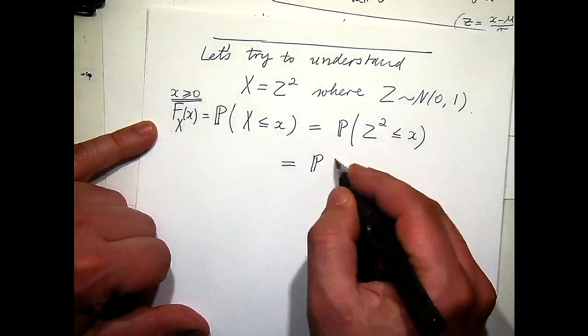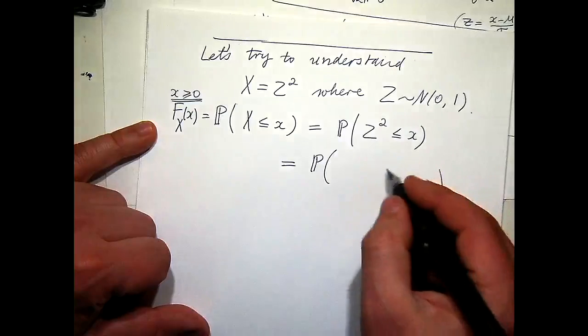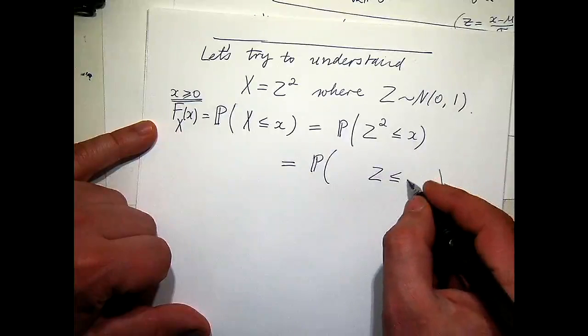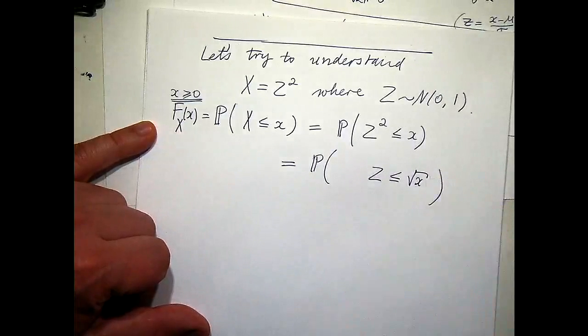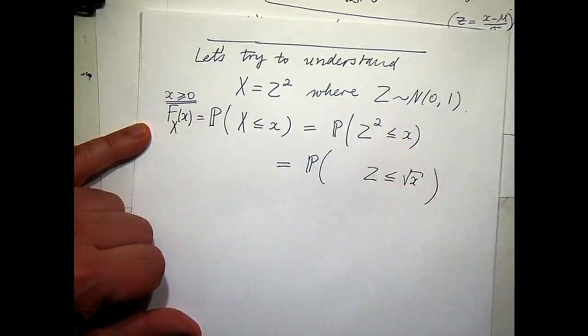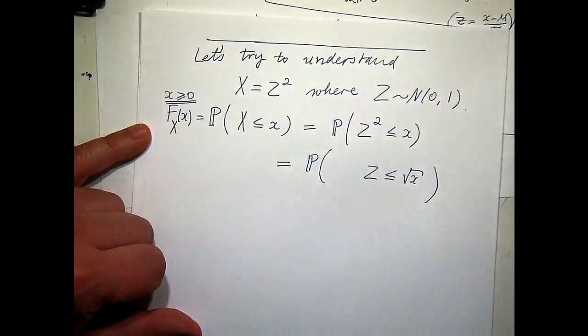And just as a matter of fact about real numbers, if z squared is less than or equal to x, we know that z is less than or equal to the square root of x. That has to be the case. Is there anything else we know about z? I sort of want an equivalent statement.